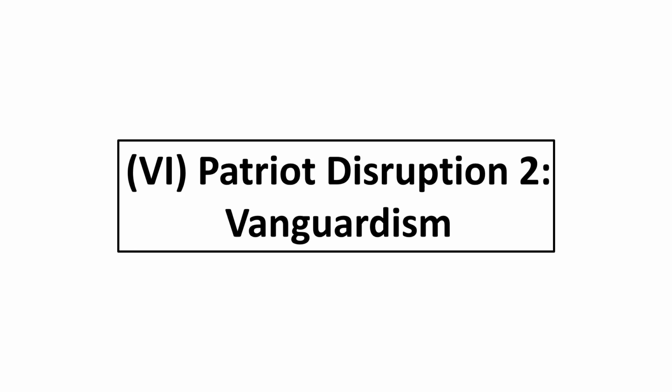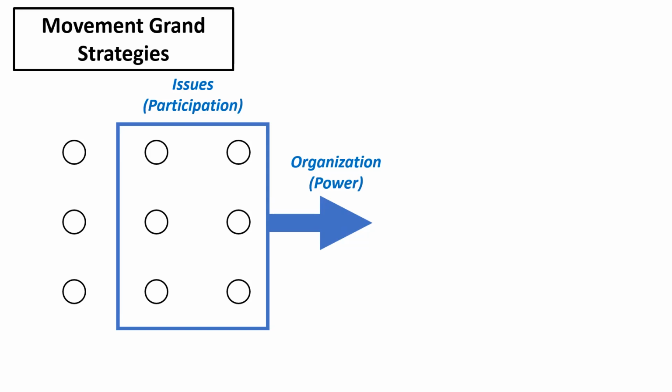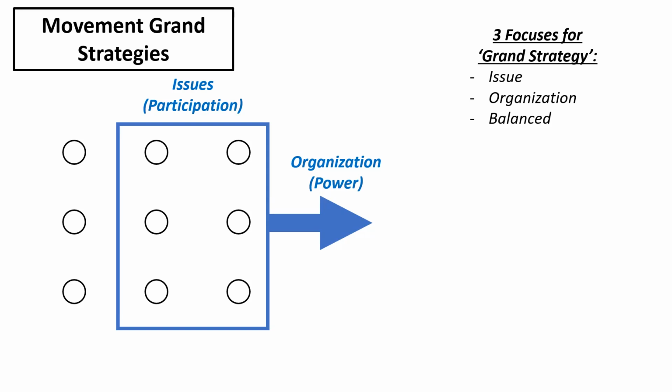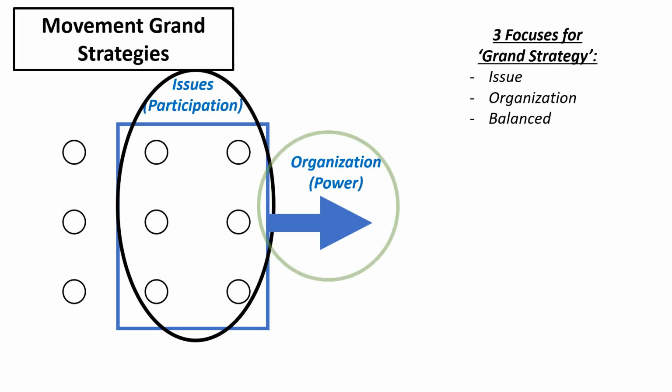Unlike the moderates, the Patriots would develop a response to the problem of growing establishment power, and in doing so, they would become an early example for a new social movement grand strategy, mass agitation or Vanguardism. To understand Vanguardism, we should first review what the colonists had been doing so far. Earlier, we said that social movements revolve around two things: issues, which drive public participation, and organization, which converts this participation into power. From this, we can derive three grand strategies: one focusing on issues, one on organization, and one balanced between the two.